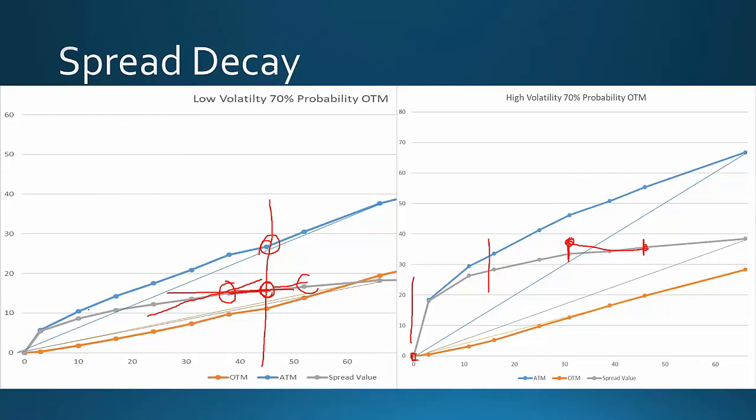Right, because volatility only affects the extrinsic value. So if there's no extrinsic value, it's not going to change it much. Yeah, exactly. It's only a percentage of that. All right, so nice.